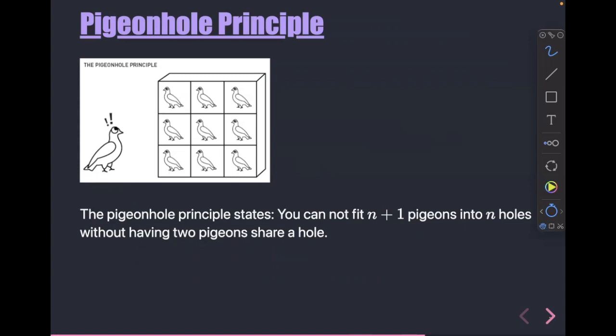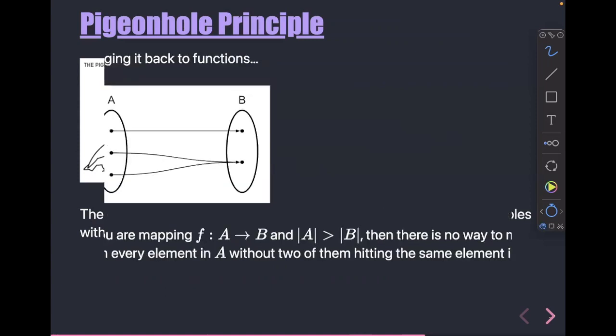Or two pigeons are going to have to share. And so this seems very, very simple, but it has some pretty cool mathematical implications that I do want to talk about. So we can think about it in terms of functions.